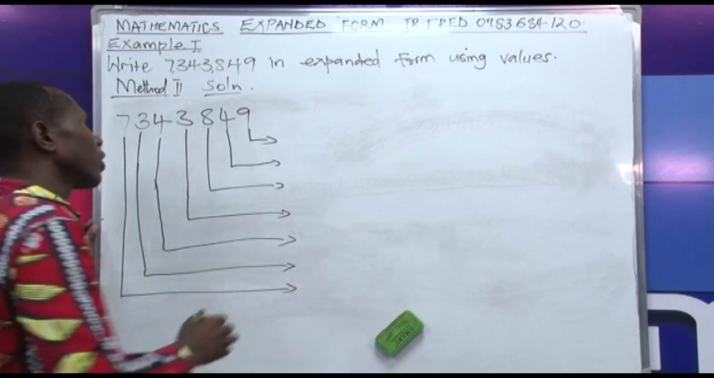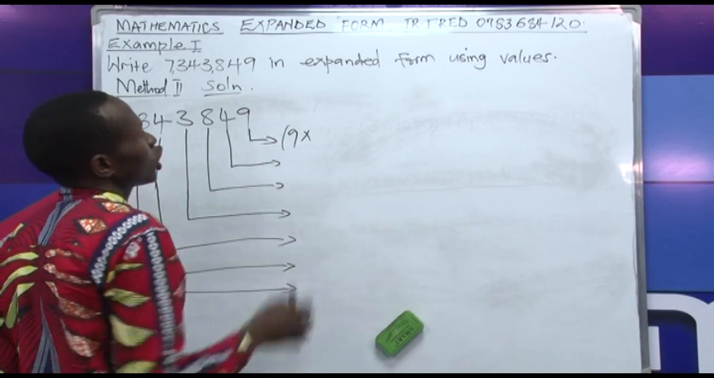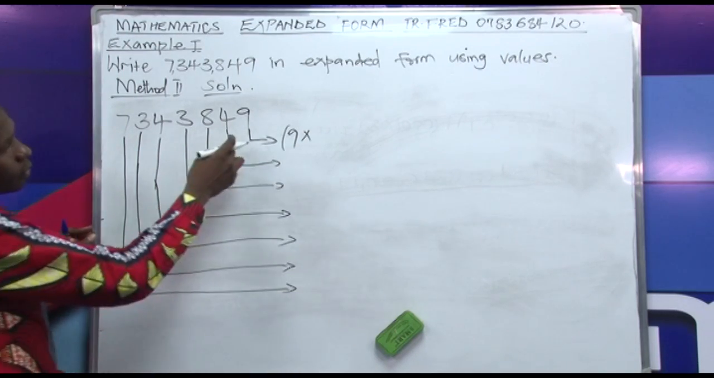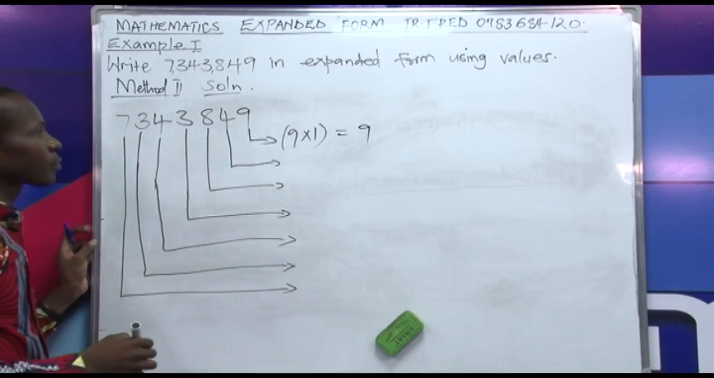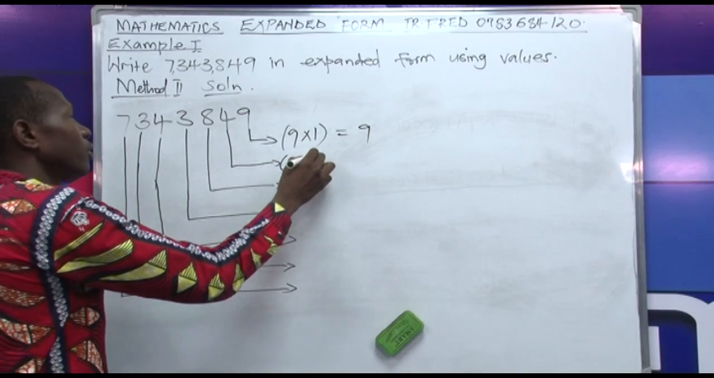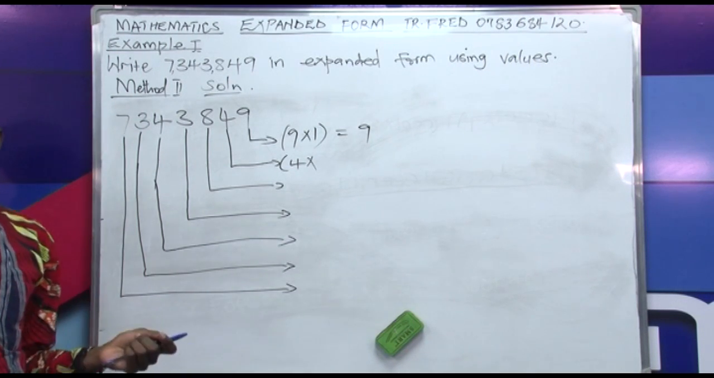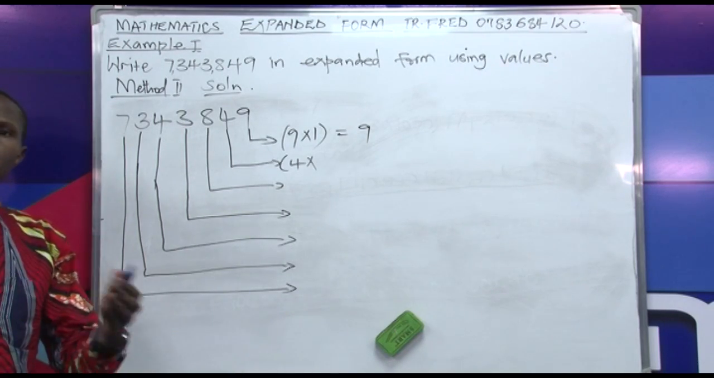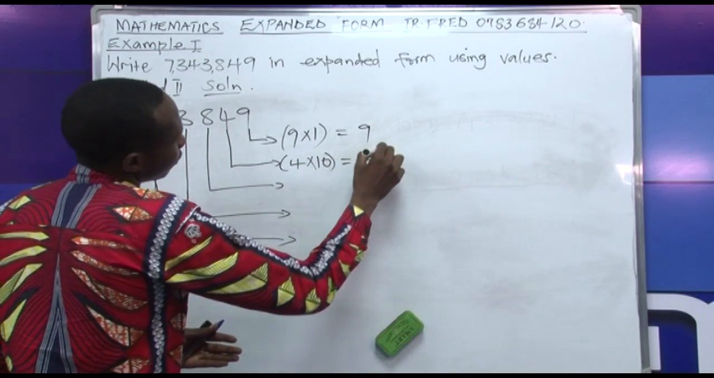So let's begin with the first digit here. We shall have 9 times its place value. The place value of 9 in this case is 1s. So I'll multiply it by 1, which will give us 9. I'll continue. I'll say I have 4 times. What will be the place value of 4 in this case? It is 10s. So we shall have 4 times 10, which will give us 40.